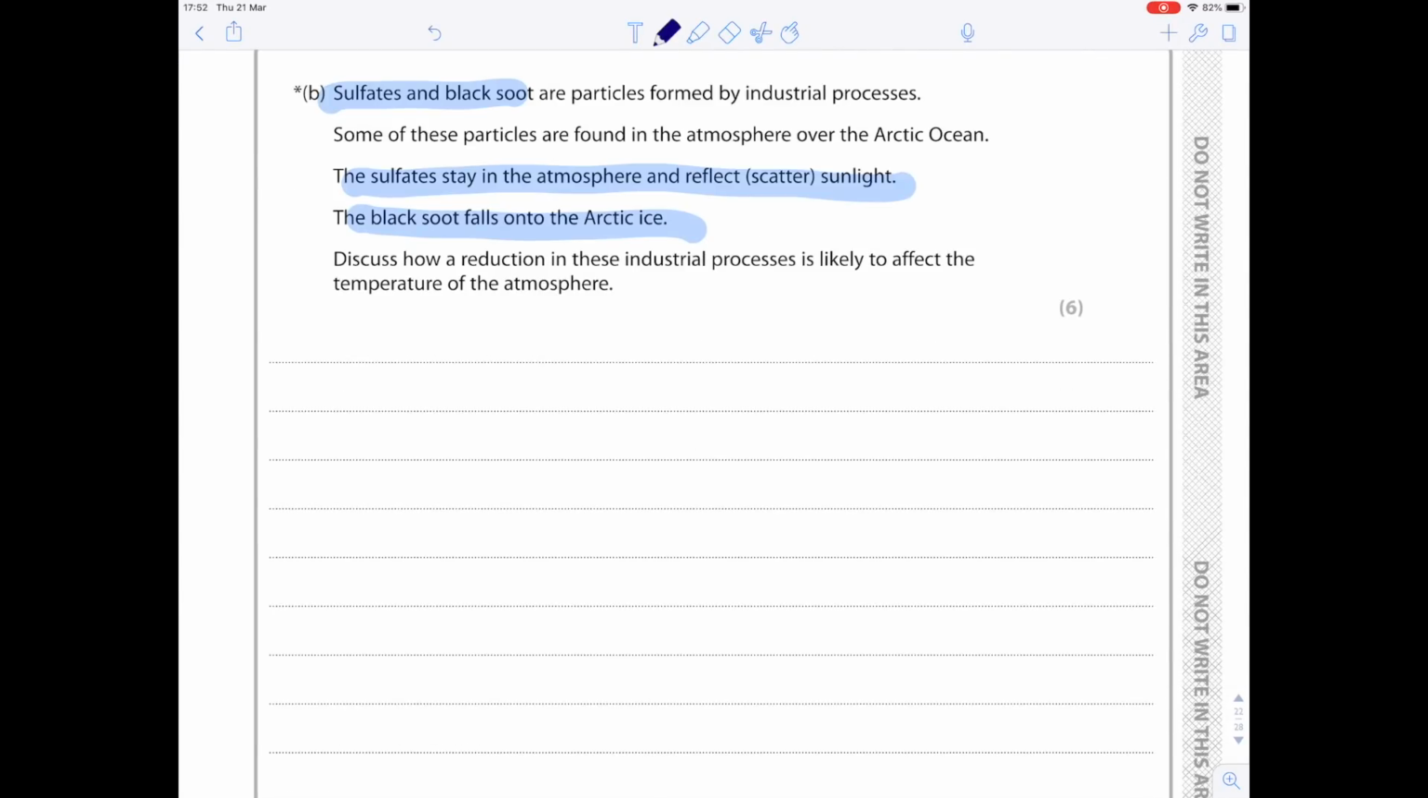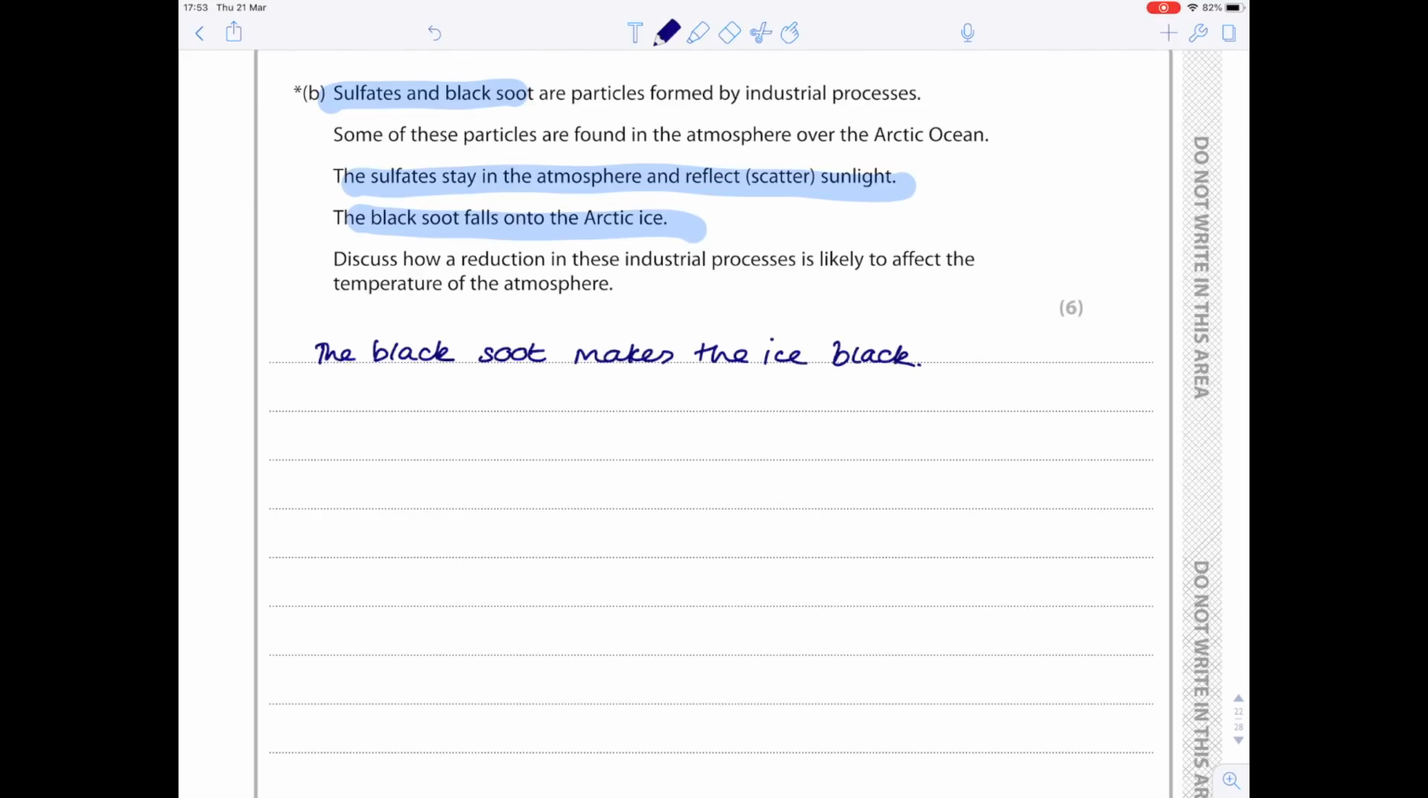So in this question, first of all, we need to talk about how black soot and the sulfates would actually affect the temperature of the Earth's atmosphere, and then link it back to how reducing the release of sulfates and black soot, the knock-on effect that would have on the Earth's atmosphere. So make sure you answer both parts here. So let's start by making a statement about the black soot. So clearly the black soot is going to make the ice black. So let's make that point now.